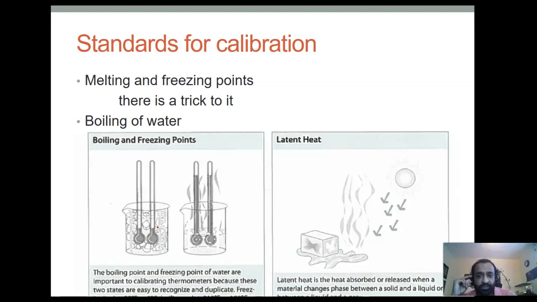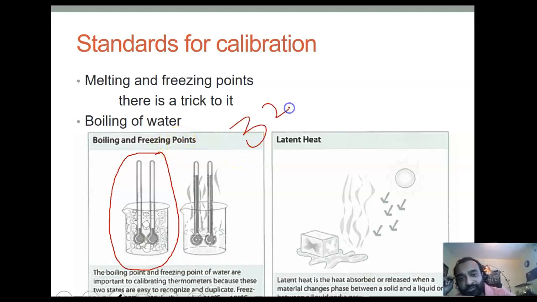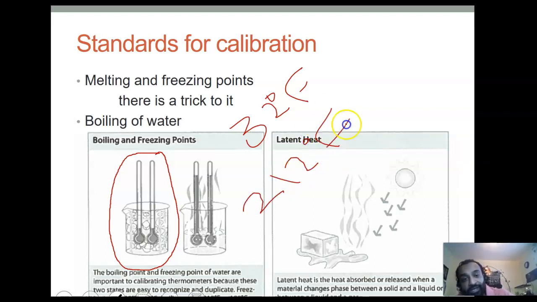So again, going back to the standard for calibration, we know for sure that the temperature of freezing is 32 degrees Fahrenheit at atmospheric pressure. Why do I say at atmospheric pressure? Because as the pressure increases, the temperature of freezing will change accordingly. So the pressure does have a strong relationship with temperature. Boiling water is 212 at atmospheric pressure.